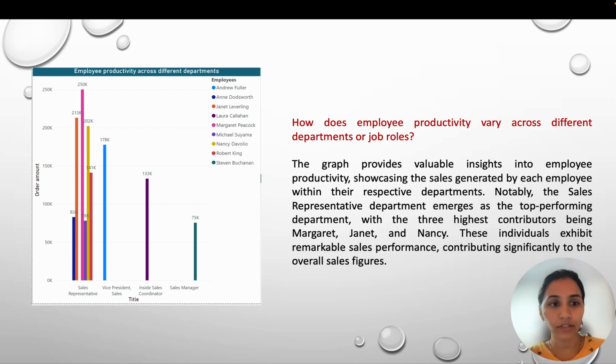We have only four job roles. These are sales representative, vice president, inside sales, and sales manager. More employees work as sales representatives, and the employees in sales representation generate more revenue than the employees in other departments.